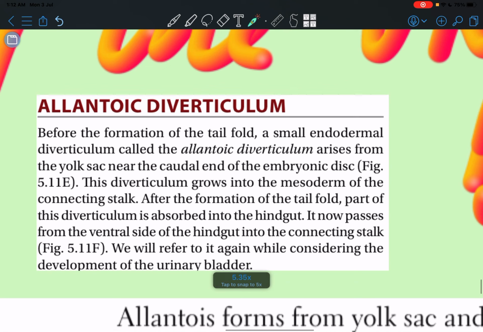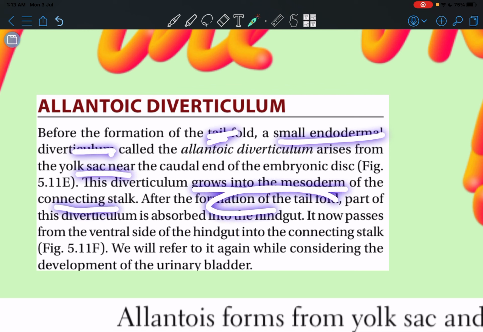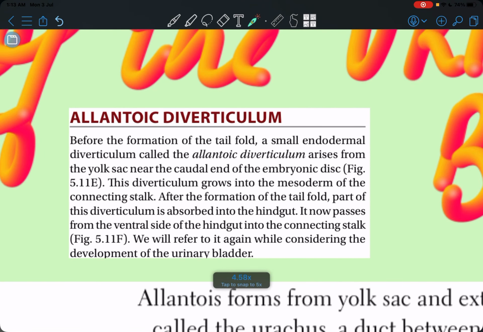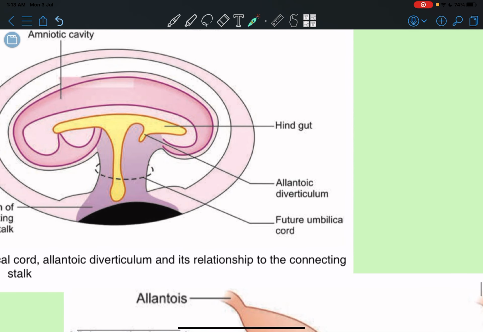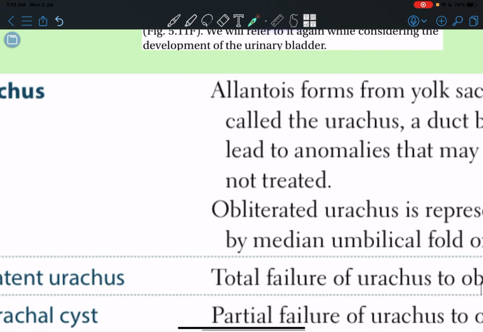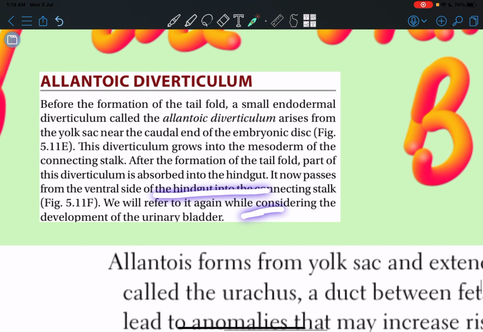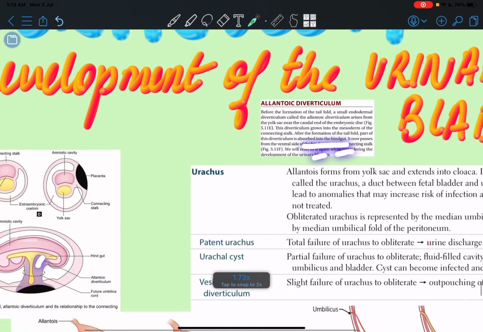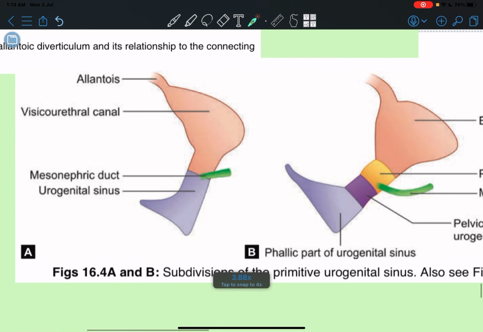So before formation of the tail fold, a small endodermal diverticulum from the yolk sac grows into the mesoderm of the connecting stalk. After formation, part of it is absorbed into the hindgut. So this I failed to mention. A part of it is absorbed into the hindgut, and it passes from the ventral side of the hindgut into the connecting stalk. And we'll consider the urinary bladder. I will tell what role it has to play in the urinary bladder also.